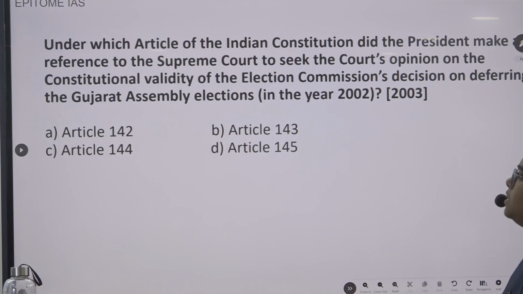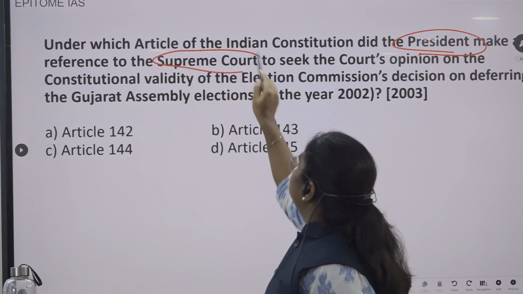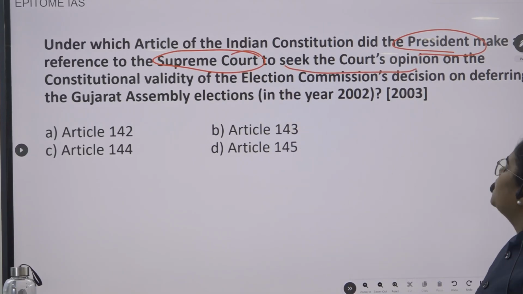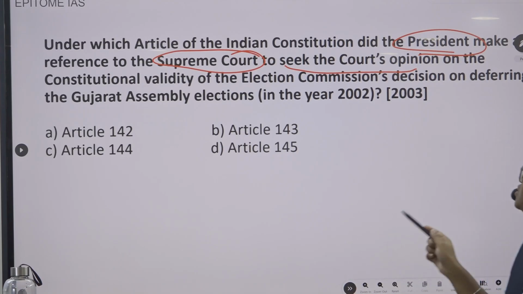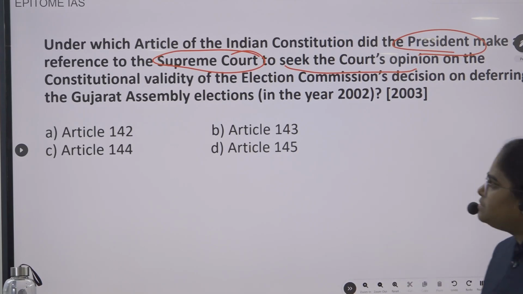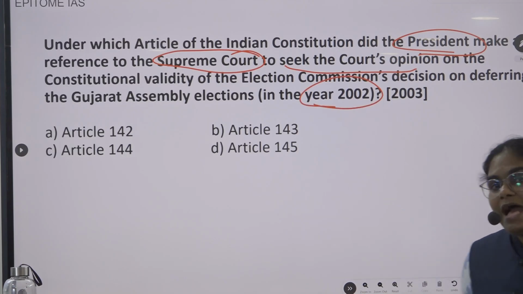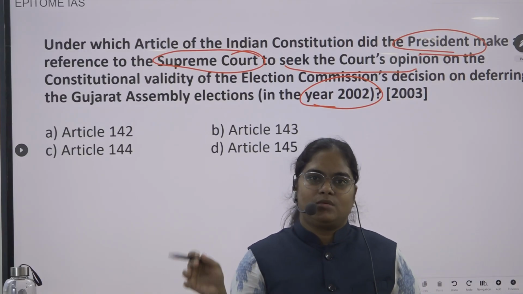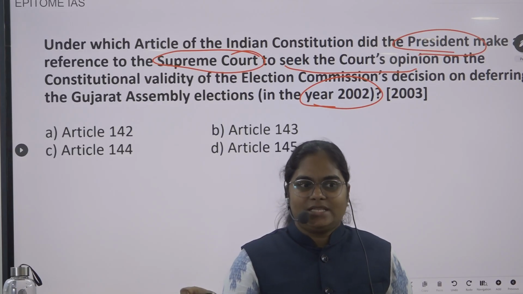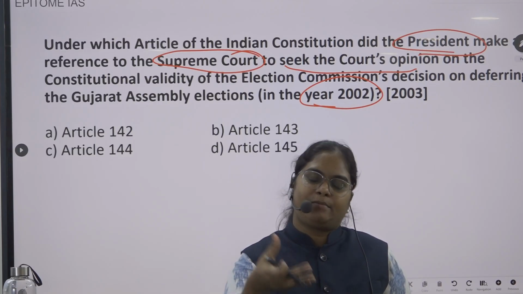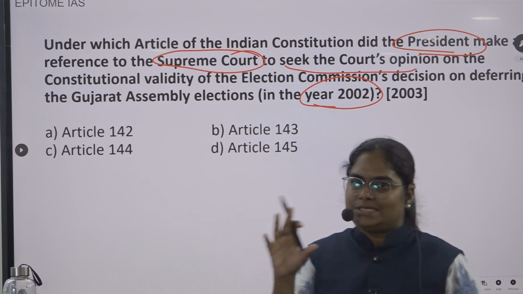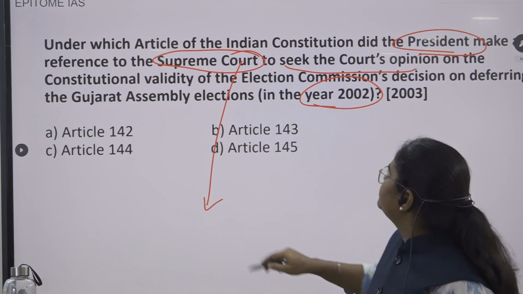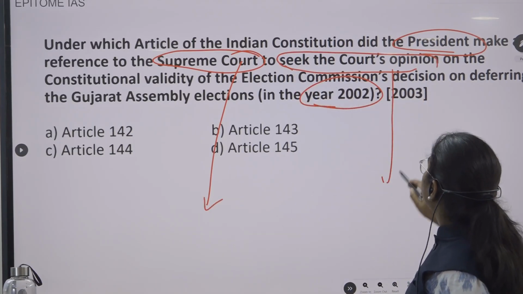Now, under which article of Indian Constitution did the President make reference to the Supreme Court to seek court's opinion on the constitutional validity of the Election Commission's decision on deferring the Gujarat Assembly election in the year 2002? Now you will be asking me, okay, it happened in 2002. How will I know what happened then? So technically, in this question, no need to know what happened actually in that particular year. Just see the keywords here. Supreme Court, seek the court's opinion, President.